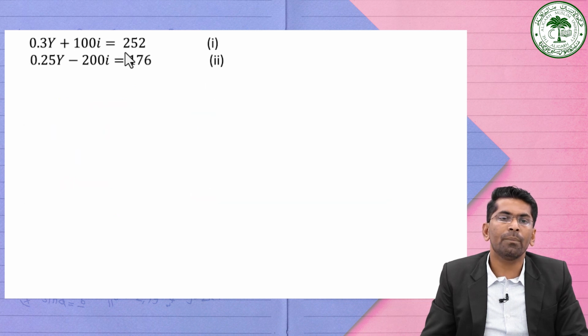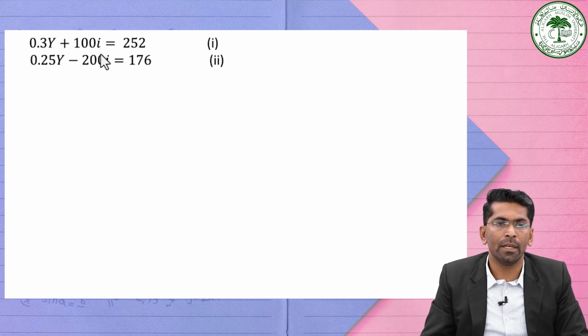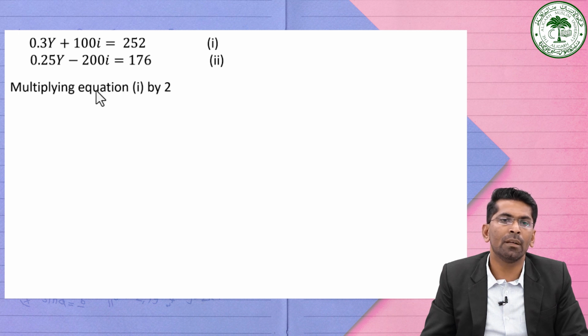Now, by considering these two equations, we have a simultaneous equation with two unknown variables, that is y and the level of income. So here we want to solve this equation simultaneously. In order to solve this by using the elimination method, we will multiply equation number 1 by 2 so that the coefficient of i can be equalized, so that we can eliminate the variable i.